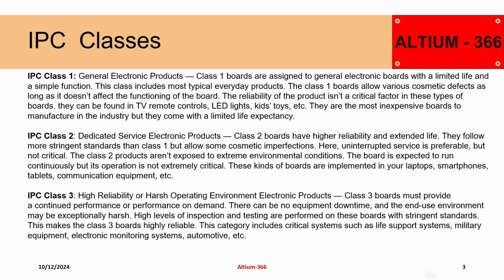The third class is class 3. Here you have high reliability, and these products are also exposed to very harsh operating conditions. Such electronic products are life support systems, military equipment, electronic monitoring systems, and automotive. In automotive, most of the products come under this category. Importantly, class 3 products must provide continuous performance on demand, even under harsh environmental conditions, from minus 40 to 150 degrees. It depends on the product, but that's the range.